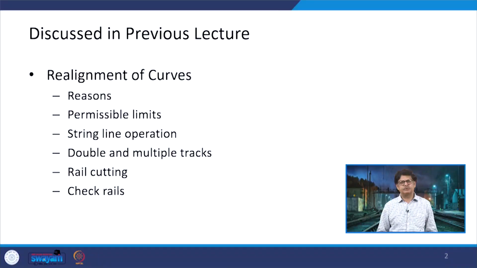We discussed the realignment with respect to the double and the multiple tracks also. So, what are the points which need to be taken into consideration? And towards the end, we talked about the rail cutting and the provision of the jack rails.